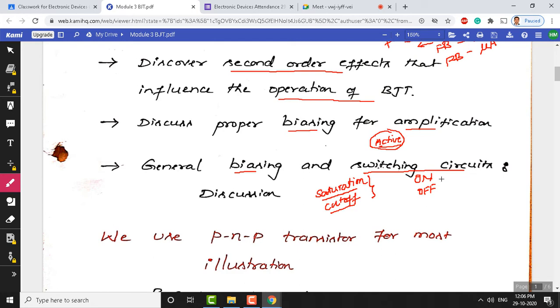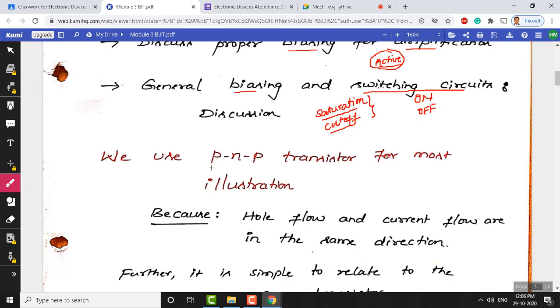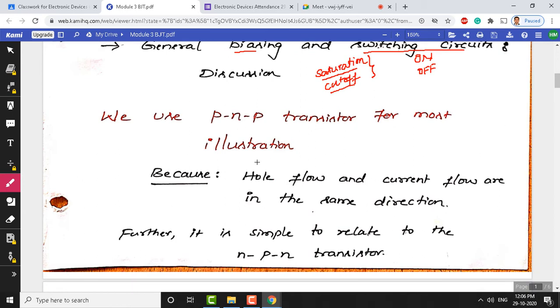Now let us move further. In all our discussion, we are going to use the PNP transistor, because that will ease most of our analysis. For most of our illustrations, the reason is the hole current flow and hole movement: the direction of the current flow and the direction of the hole movement are going to be the same. So we consider the PNP transistor for illustration purposes. Once we understand the charge movement and the current flow in the PNP transistor, we can easily relate that to the NPN transistor also.